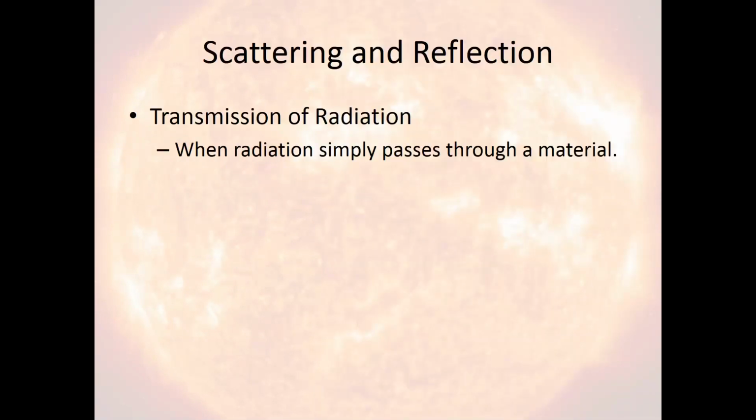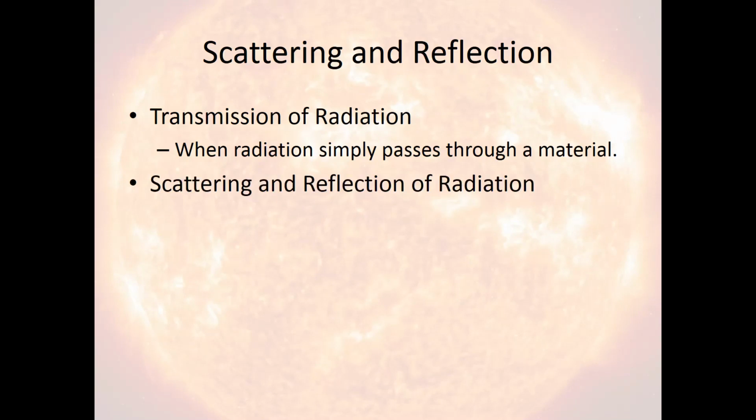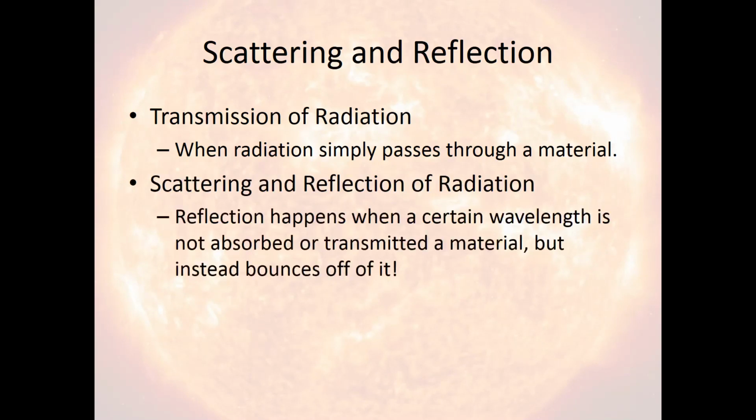Now, what happens to radiation that's not absorbed? Well, it's either transmitted, which means it just simply passes through a material. So all the stuff that wasn't absorbed either simply passes through, it's transparent, or it reflects off of that something, simply bounces off of that something. So when this happens, the radiation hits the object and then just bounces off of it. And that's what reflection is.